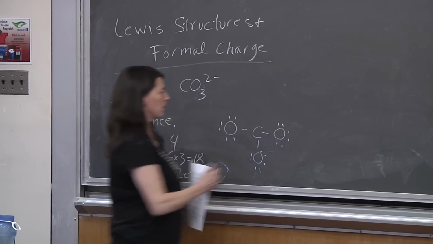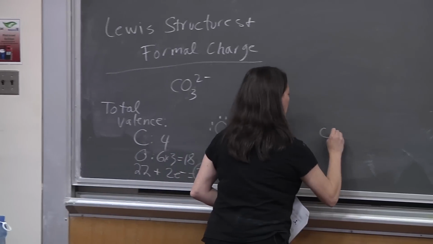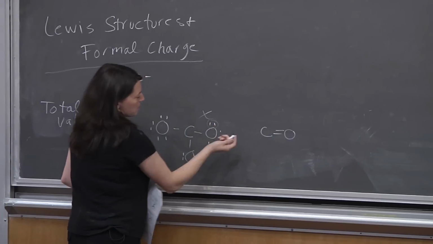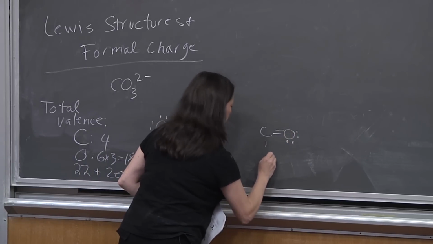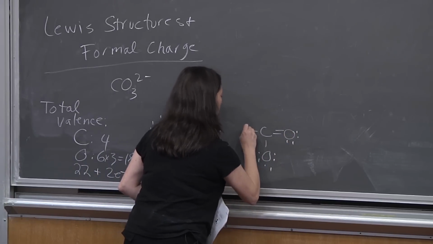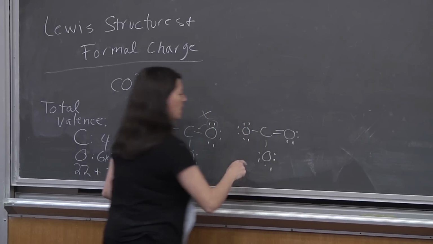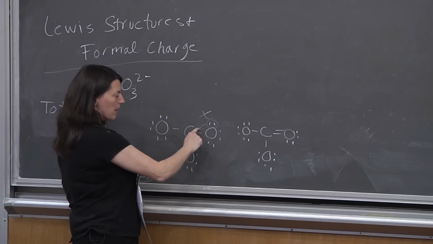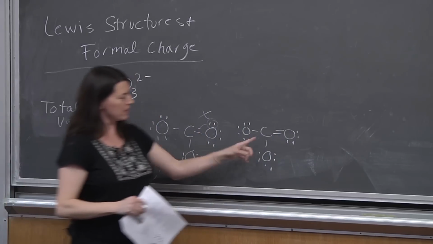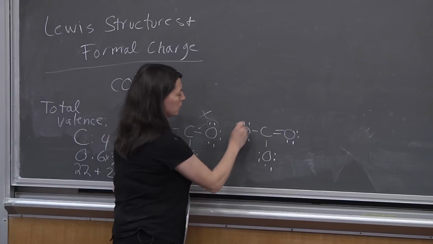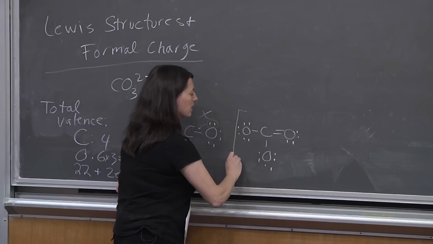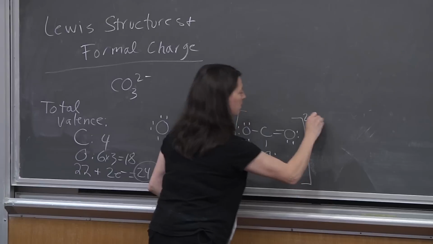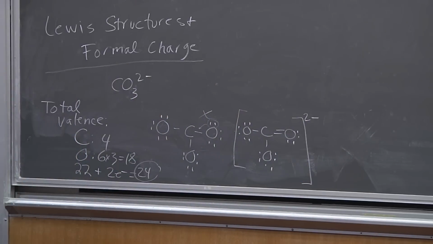So a double bond is going to be better. So that's not going to work. I'm thinking of these as going into a double bond. So this oxygen is going to share those 2 electrons with the carbon. That way they both get the octet. I've used 24. 2, 4, 6, 8, 10, 12, 14, 16, 18, 20, 22, 24. Because this is an ion, I put it all in brackets with a -2 on the outside, right?